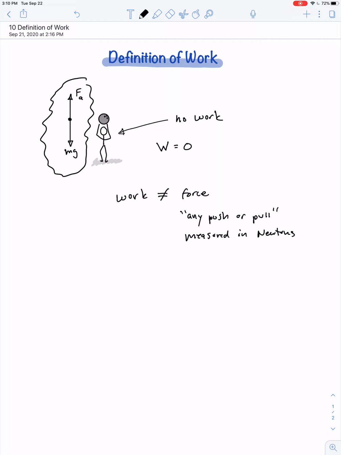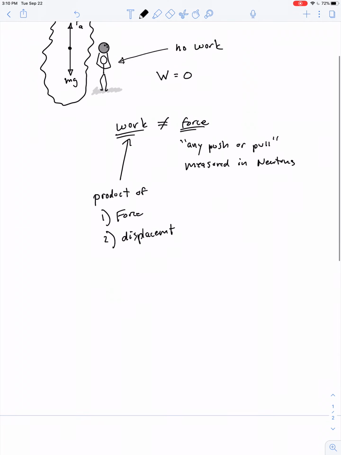Now, work does have something to do with effort. Work is a product of two things. One, force. So I can see why some people might confuse work with force, because work is produced when a force corresponds to some displacement, meaning an object has to move for work to be done on it. Now, when we say product, we mean that in a mathematical sense. So we can say work equals force multiplied by distance.